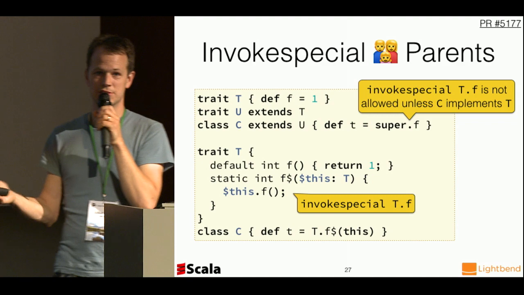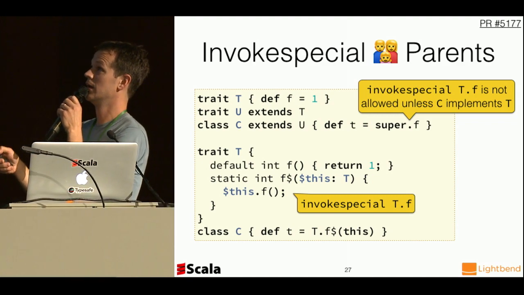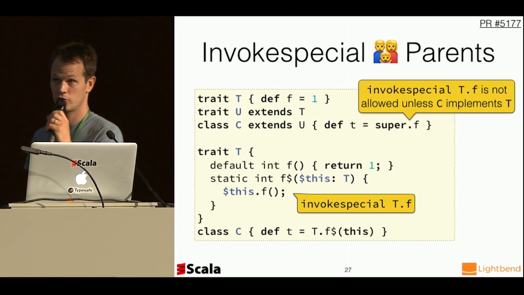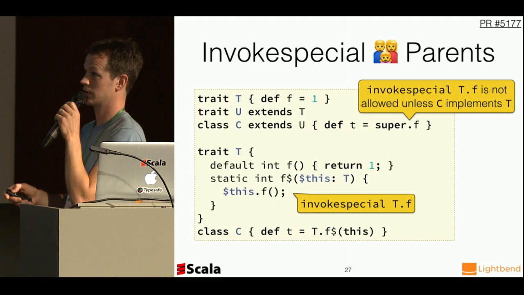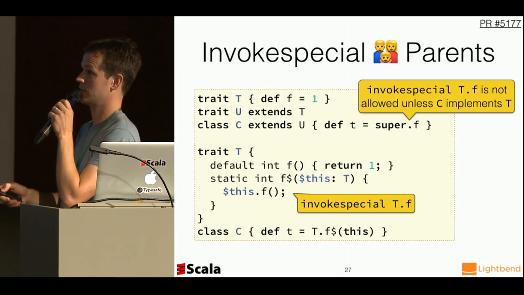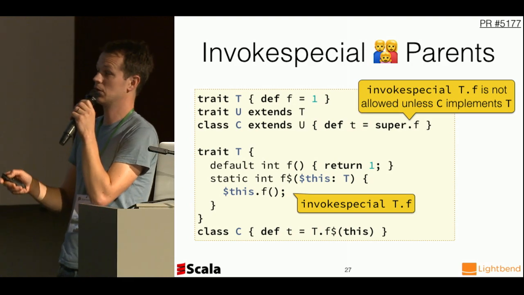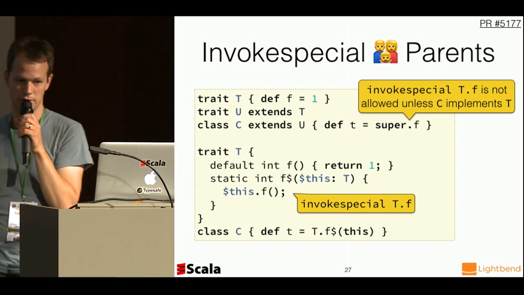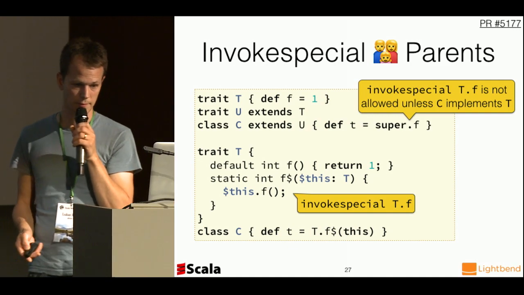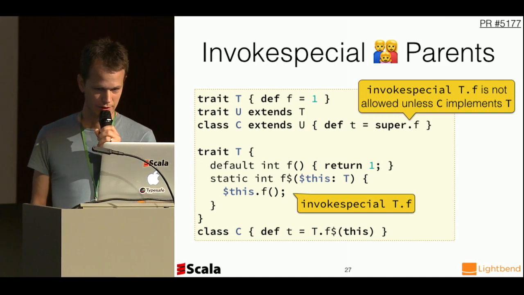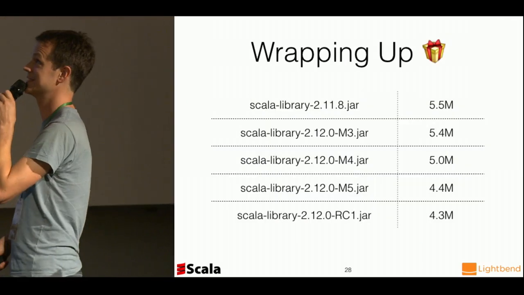We tried various solutions to this, and the current one that we have in RC1 is that for every method that you define in a trait, we add an additional static forwarder. So you get the default method f, and you get an additional static forwarder that invokes this thing, and then we can use the static forwarder for the super call as we like. Okay, so that's mostly it for these corner cases.